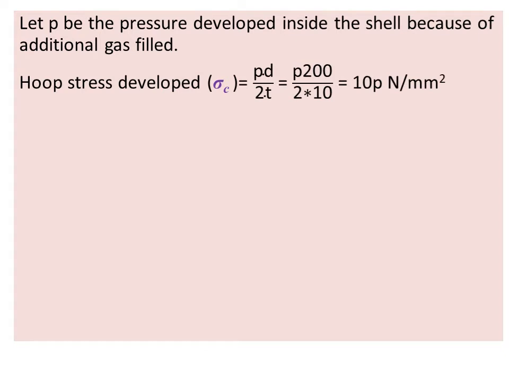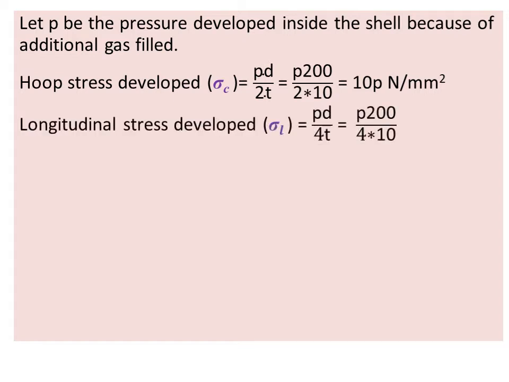Hoop stress developed equals PD by 2T. By substituting the values of diameter and thickness, we will get hoop stress as 10P N/mm². Longitudinal stress developed, sigma L, equals PD by 4T. By substituting the values of diameter and thickness, we will get 5P N/mm². Both hoop stress and longitudinal stress we got in terms of pressure P.